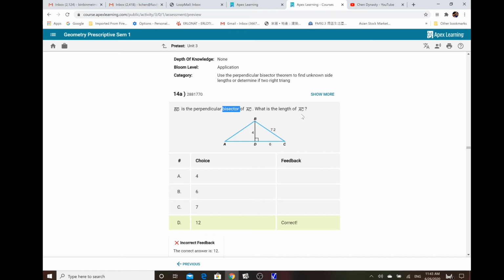So what's the length of segment AC? DC is 6, so that means the other half is also 6. And then 6 plus 6 will be 12.